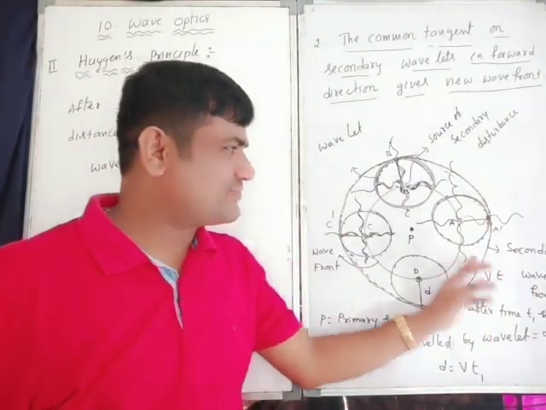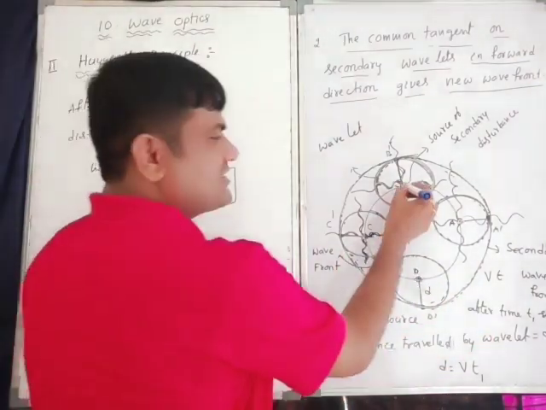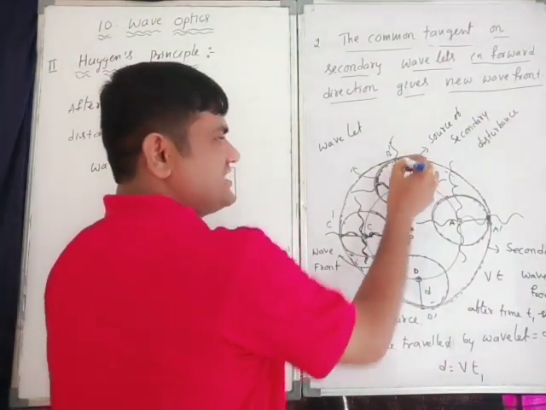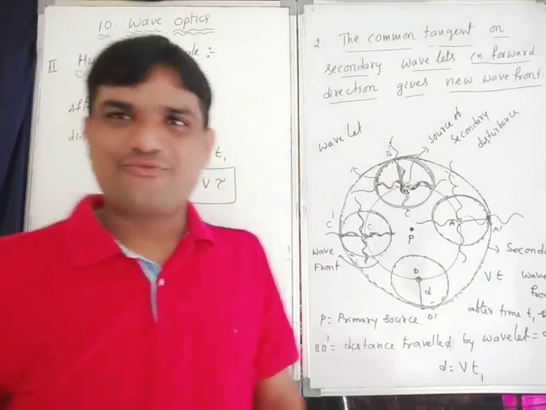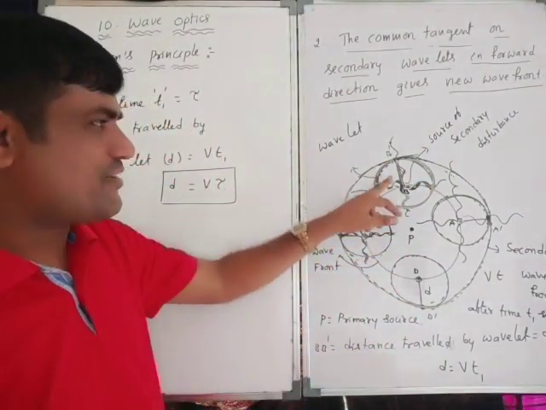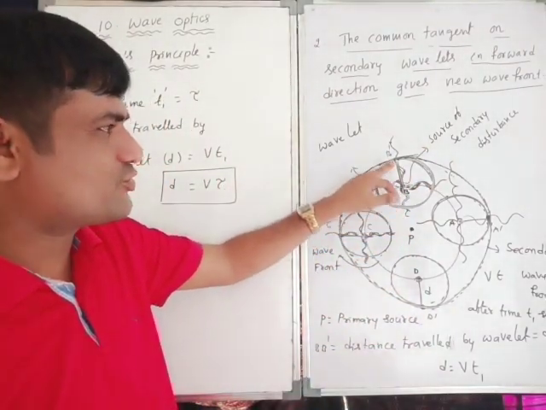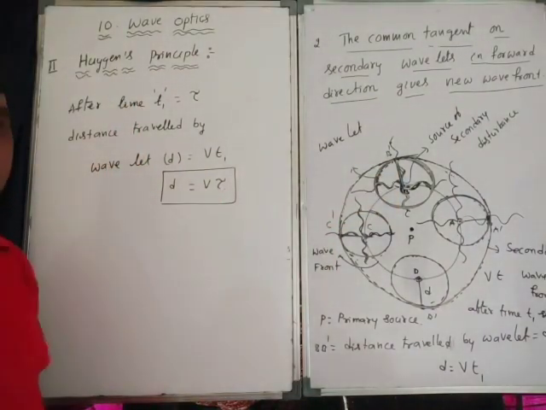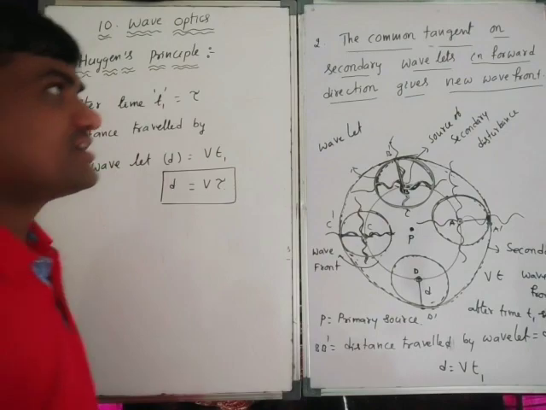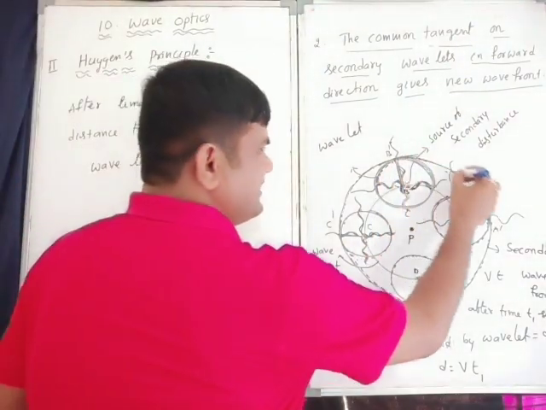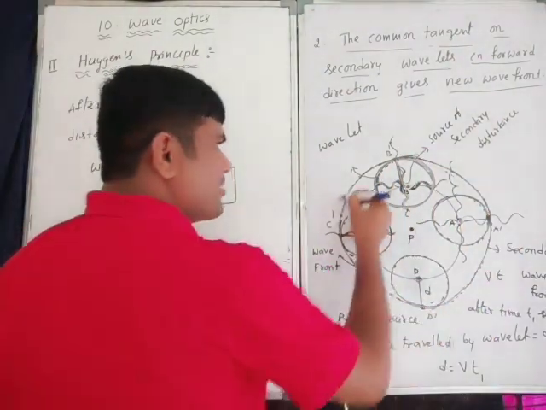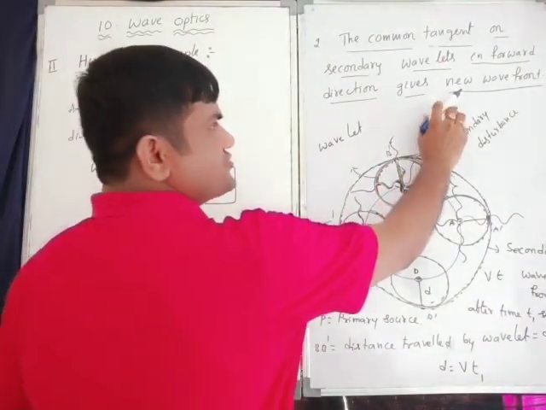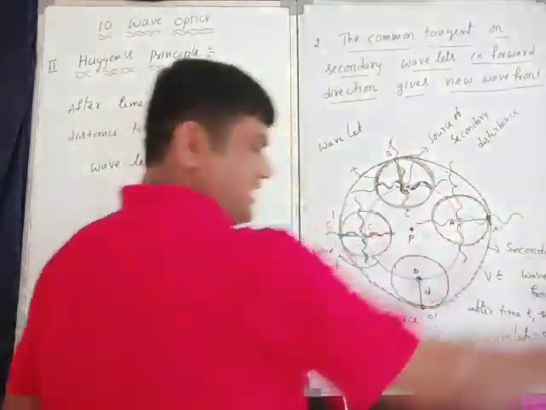So after T1 seconds the wavelet can travel this much distance, from here to here. The distance is known as v into tau. Now we draw the common tangent. The common tangent gives the new wavefront.